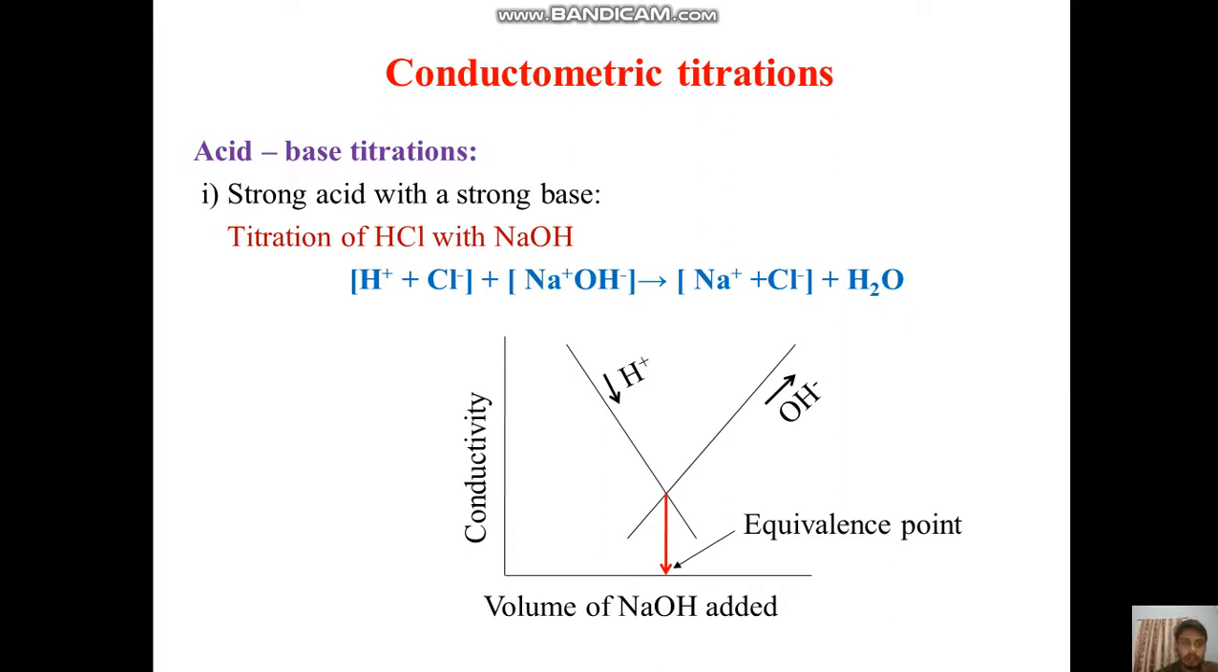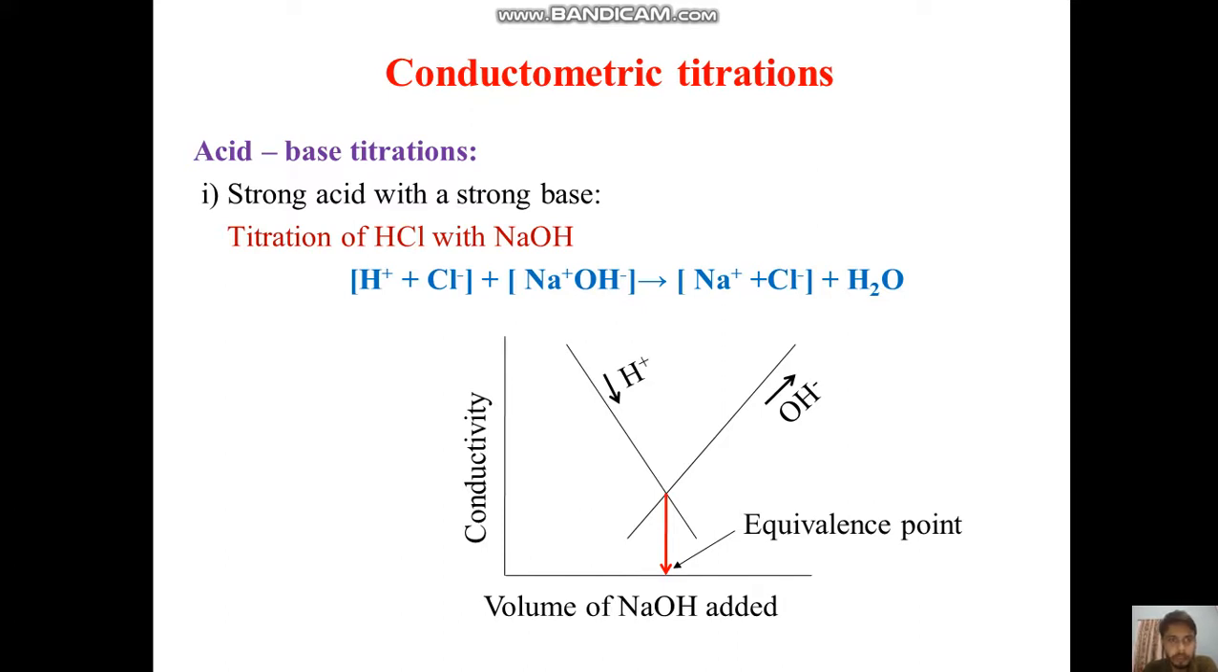The first one is acid-base titration. In acid-base titration, we have divided it into four parts. For acid-base titration, the first one is strong acid with strong base.